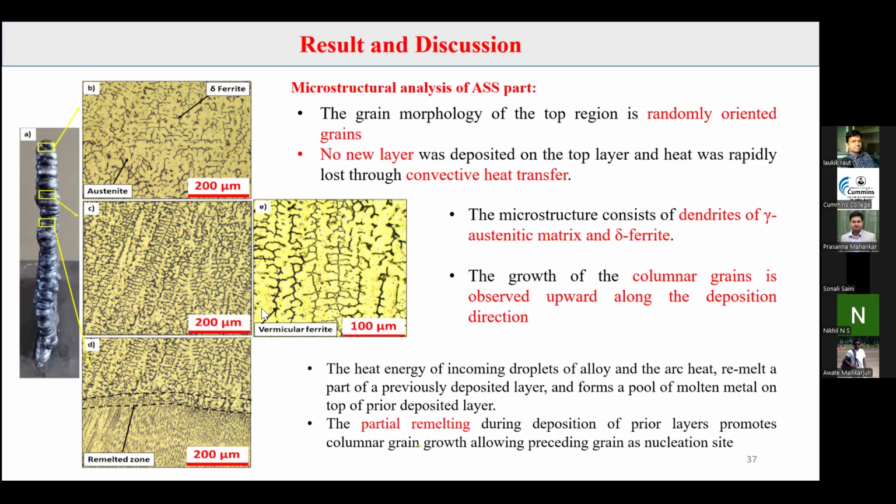Here you can see the columnar growth along the deposition direction. With this microstructure, we can understand how the grain growth takes place. Now here you can see this is the previously deposited layer. Now a new layer is deposited. While depositing the new layer, part of the previously deposited layer is remelted again. So here you can see the partial melting and clear distinction of two different layers.